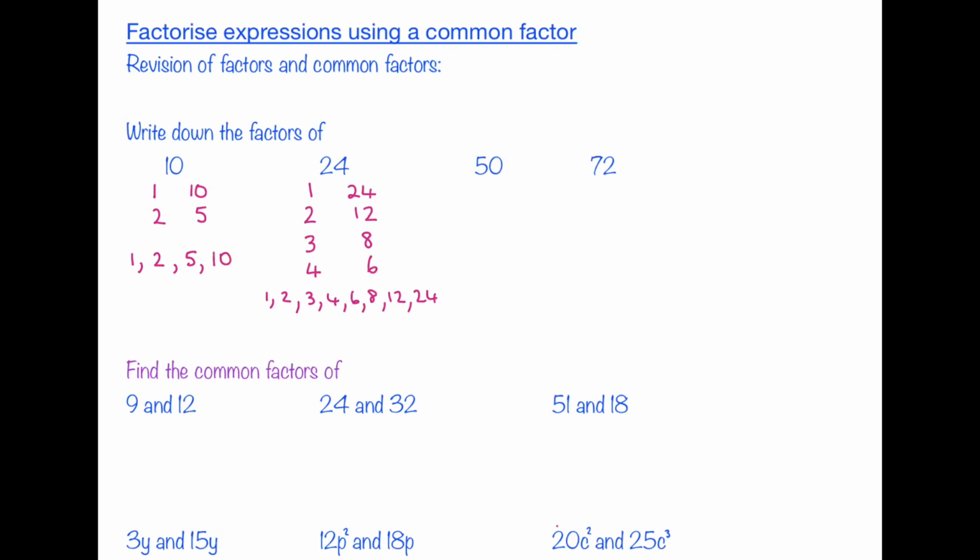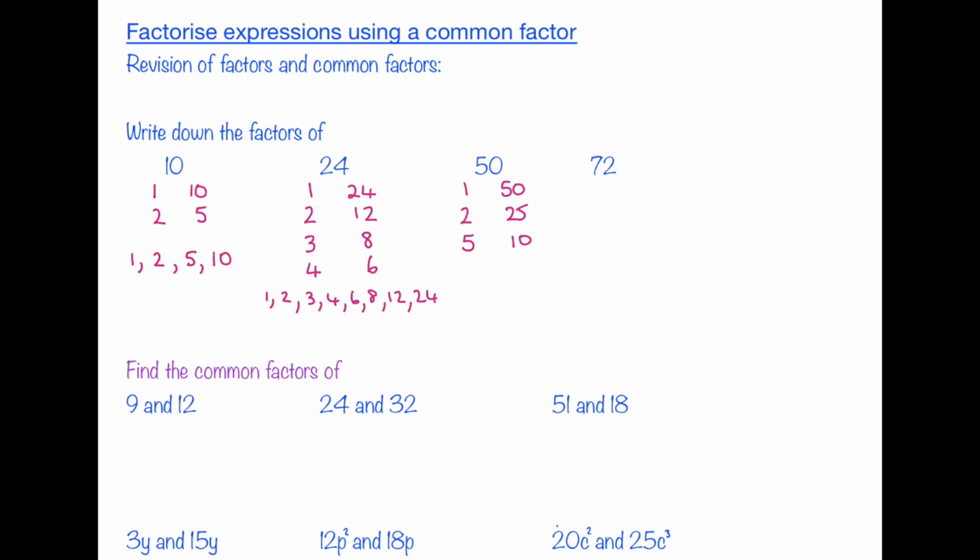Right, the next one, 50. Do it in exactly the same way. So 1 and 50. Does 2 go into 50? Yes, it does. So write it down. 2 times 25. Does 3 go into 50? Nope, so don't write that. 4? Nope, don't write it. 5? Yes. 5 times 10.